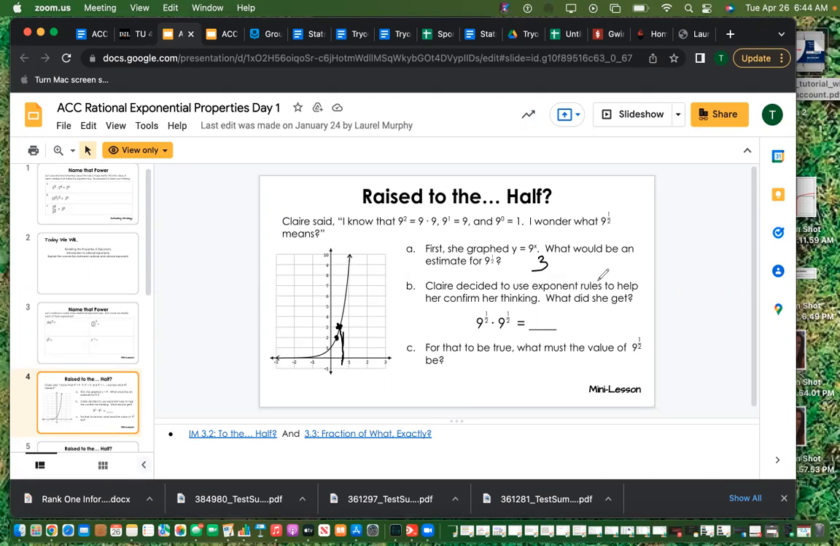Okay, Claire decides that using the exponent rule, she can confirm her thinking. So 9 to the 1/2, if we're saying that's 3, and 9 to the 1/2, that's 3. What's 3 times 3? 9. Well, 9 to the 1/2 times 9 to the 1/2 is 9 to the 1st, right? And that's the same thing as 9. So for that to be true, 9 to the 1/2 would be 3. Basically, what I want you to get from this is the fact that 9 to the 1/2 is the same thing as taking the square root of 9. Same thing, okay? All right, so let's go ahead and look at the next one.